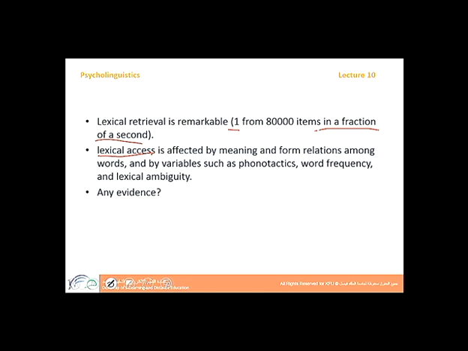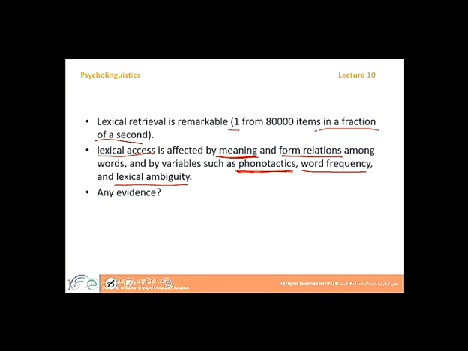This is affected by meaning and form relations among words, and by variables, this is important, such as phonotactics, word frequency, and lexical ambiguity. What does that mean? Remember, we are talking about lexical access. So how do we retrieve words? This is affected by meaning and form relations. We will talk about that in a minute. And by variables such as phonotactics.